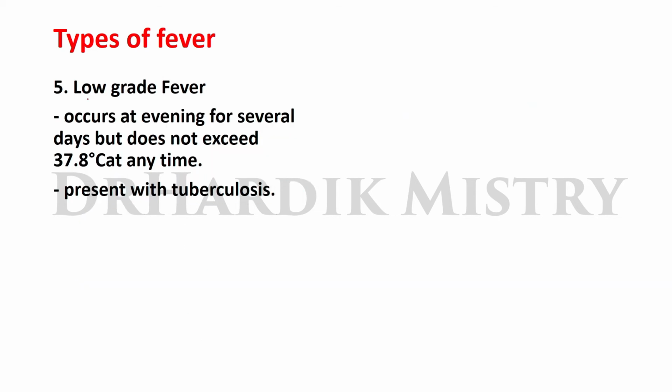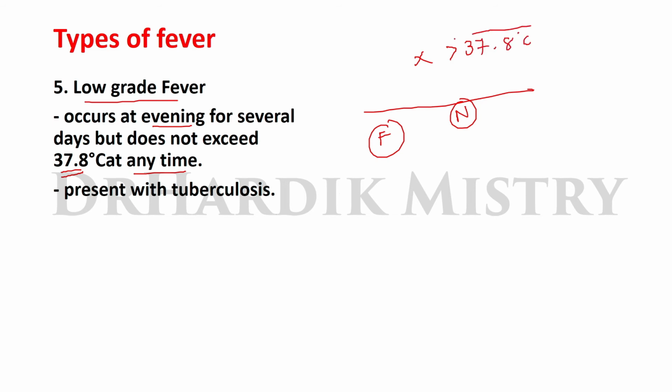Now the next type of fever is the low grade fever. It occurs in the evening specifically for several days, but does not exceed 37.8 degrees Celsius at any time. That means the fever occurs, the body temperature is above the normal level, but it is not going to increase more than 37.8 degrees Celsius. So this type of fever that occurs continuously, and specifically in the evening, is known as low grade fever. It is present in cases of tuberculosis.